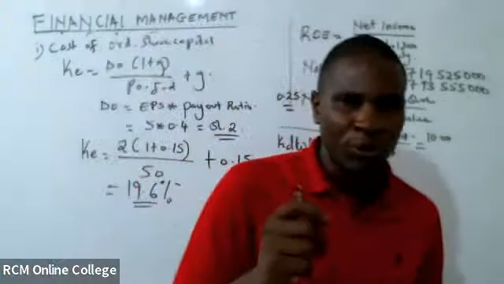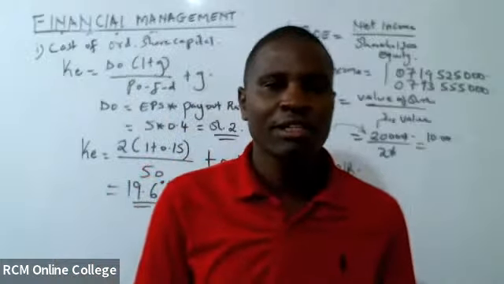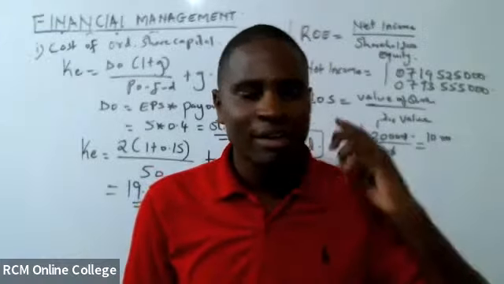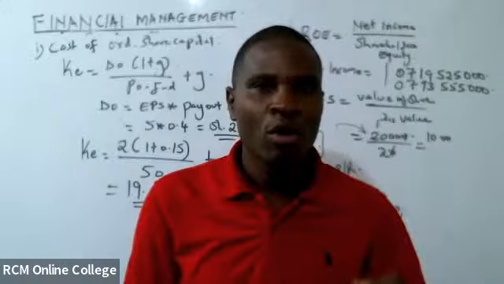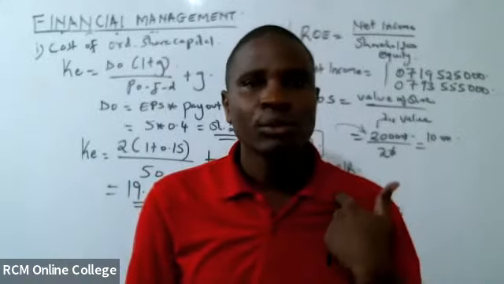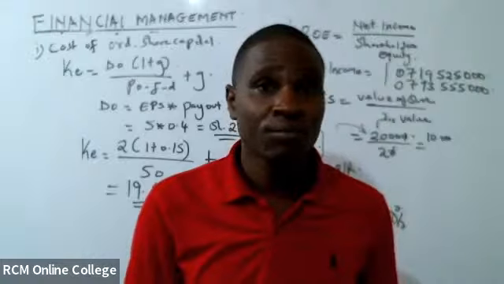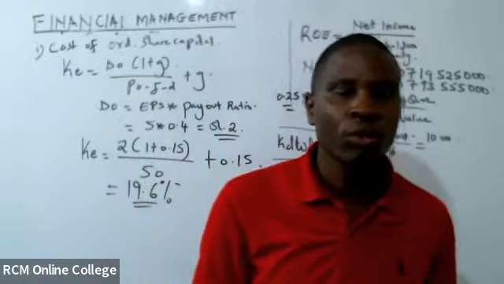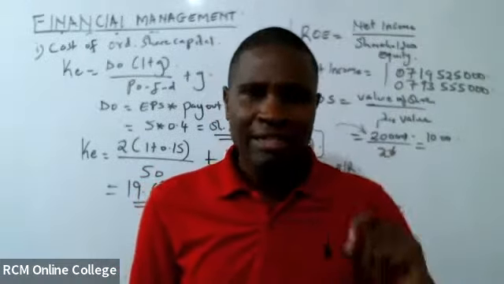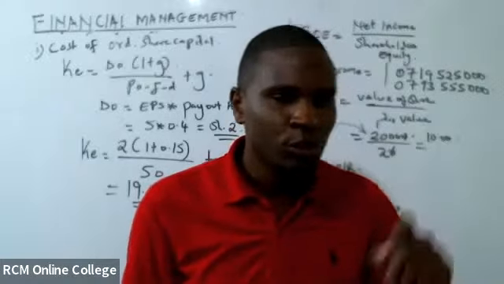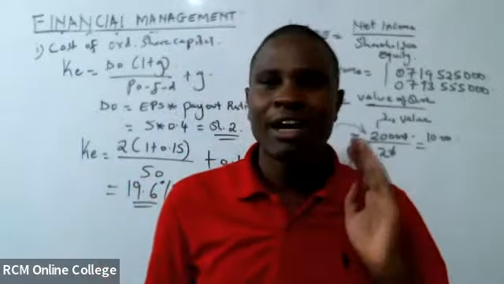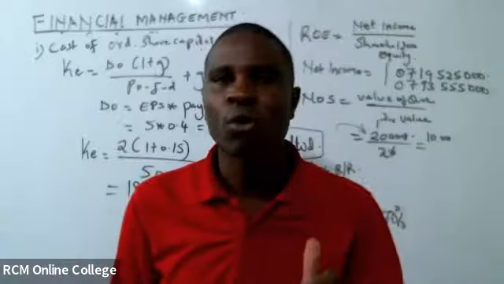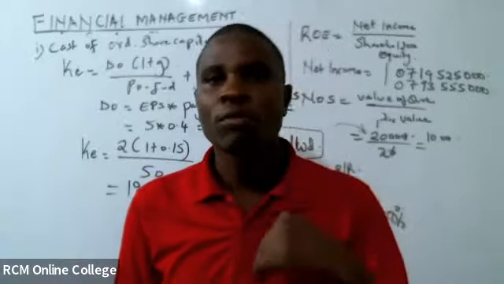Class, note, anytime debenture is mentioned by the examiner, we have 2 types of debenture, redeemable and irredeemable. Those 2 debentures have different formulas in computation. A redeemable debenture has a maturity period. An irredeemable debenture does not have a maturity period, and therefore its formula is different from that of redeemable.